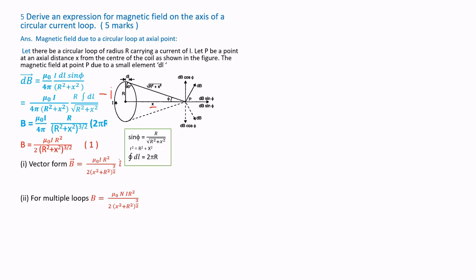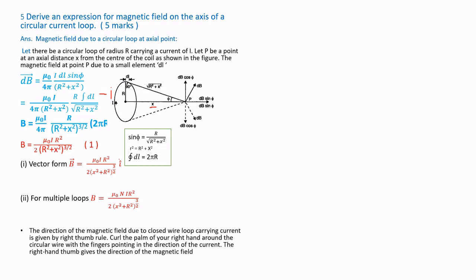Therefore, B is equal to mu naught I into n, where n is the number of turns, into r square divided by 2 into x square plus r square whole to the power of 3 by 2.